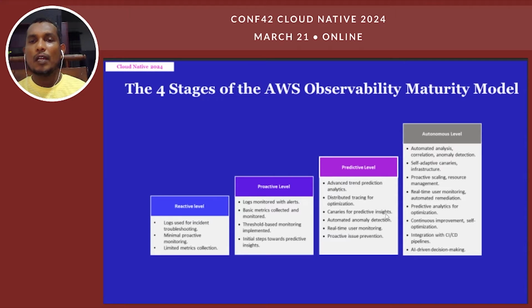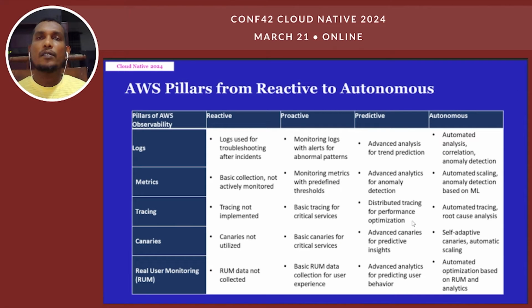Then obviously you will have to go to the predictive and autonomous level, where you can leverage these levels to ensure that you are on top of your operations. So now let's go through the key pillars which we discussed earlier, with the 4 levels of maturity, and try to understand what the maturity levels mean for each pillar.